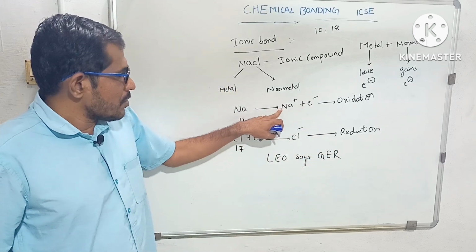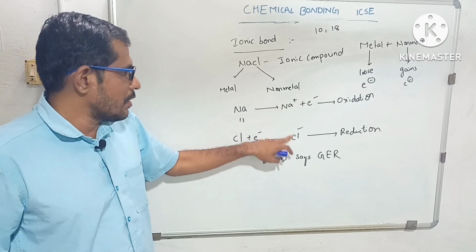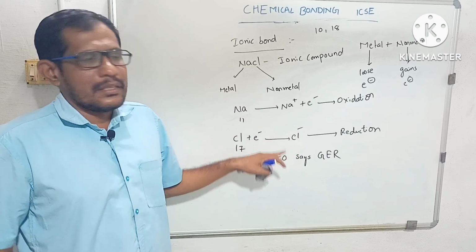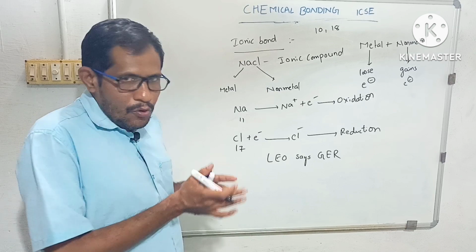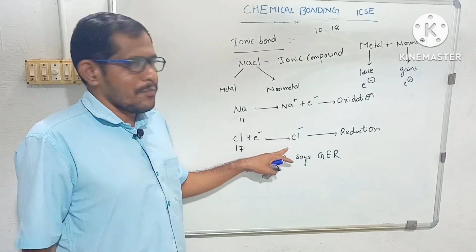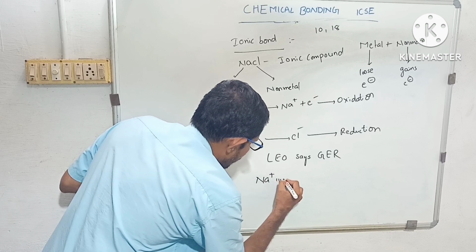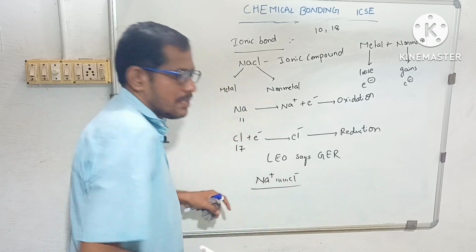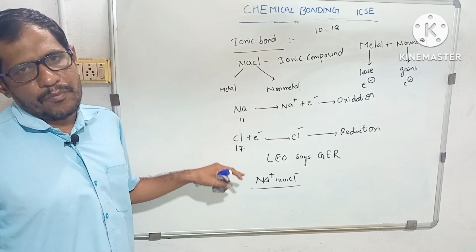Now we have a positively charged element and a negatively charged element. When they are together, there is a very strong electrostatic force developed between this Na plus and Cl minus, right? In this way the ionic compound will be formed, right?